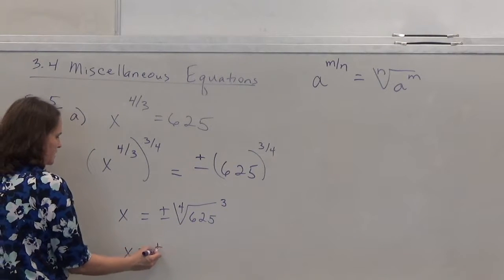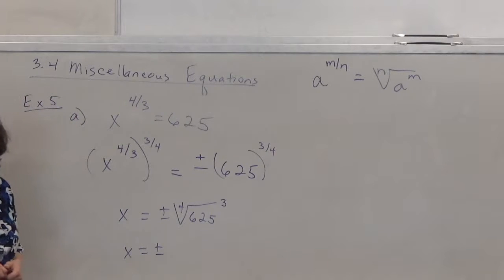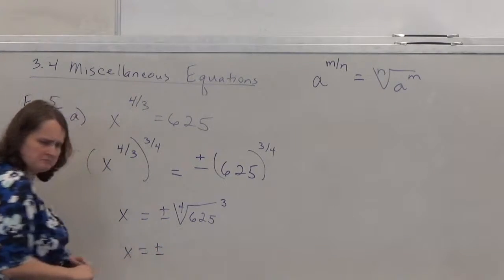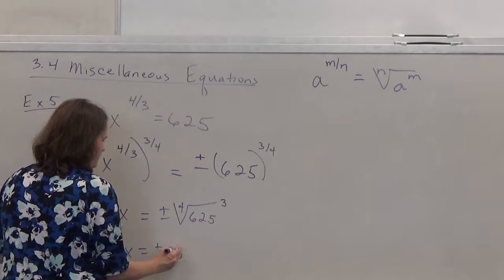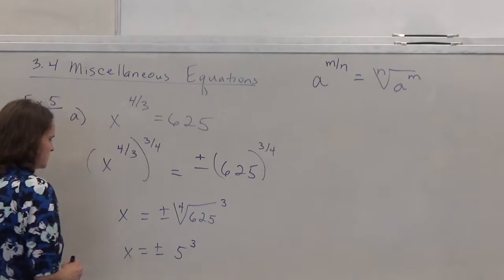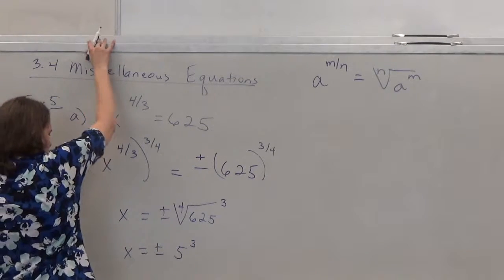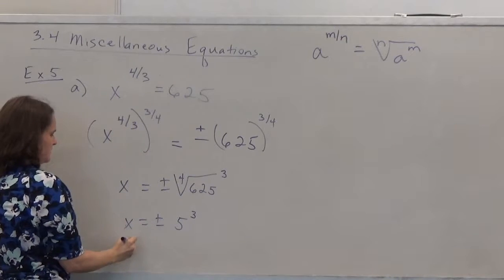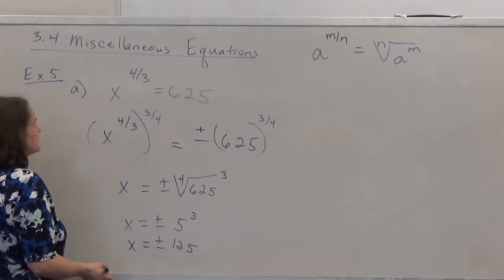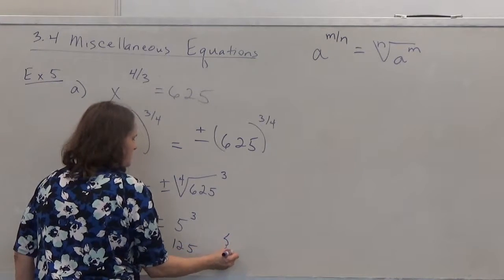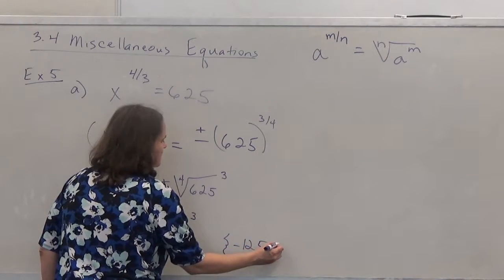On your calculator, you can find the 4th root of 625. The 4th root of 625 is 5. So we got plus or minus 5 cubed. So this is going to be x equals plus or minus 125. We can give our solution set as negative 125, positive 125.